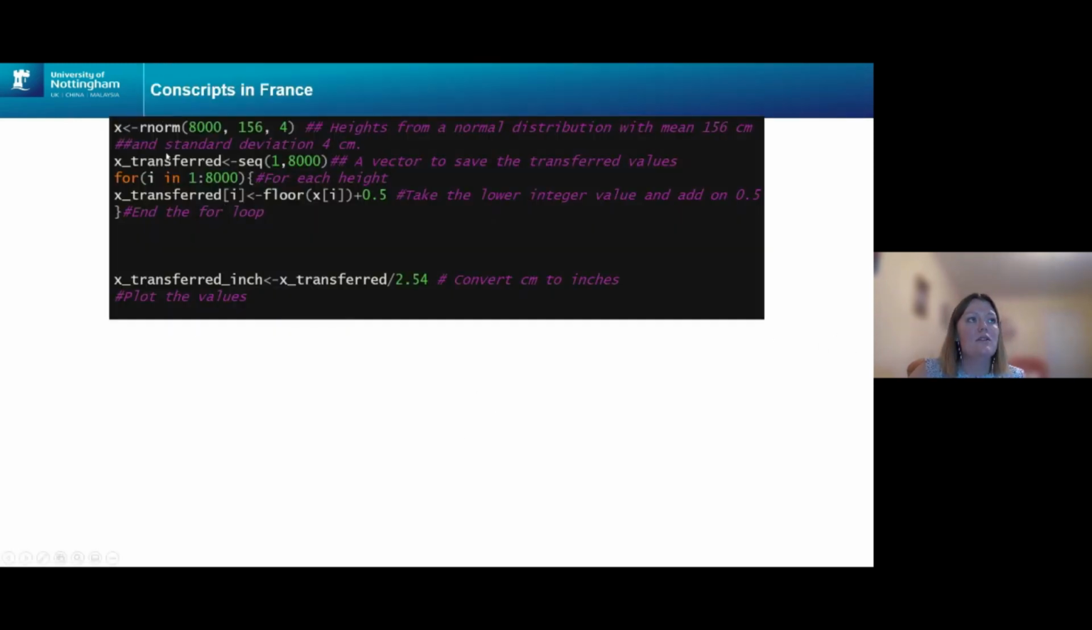So say that the heights had a mean of 156 with a standard deviation of 4, and we're going to have 8,000 heights from this normal distribution. Then we're going to use this floor function so that, for example, if somebody's 160.1 centimetres, we're going to record the height as 160.5. And then for each of the values, we're going to divide them by 2.54 to convert them to inches. And we're going to see what happens when we plot these values.